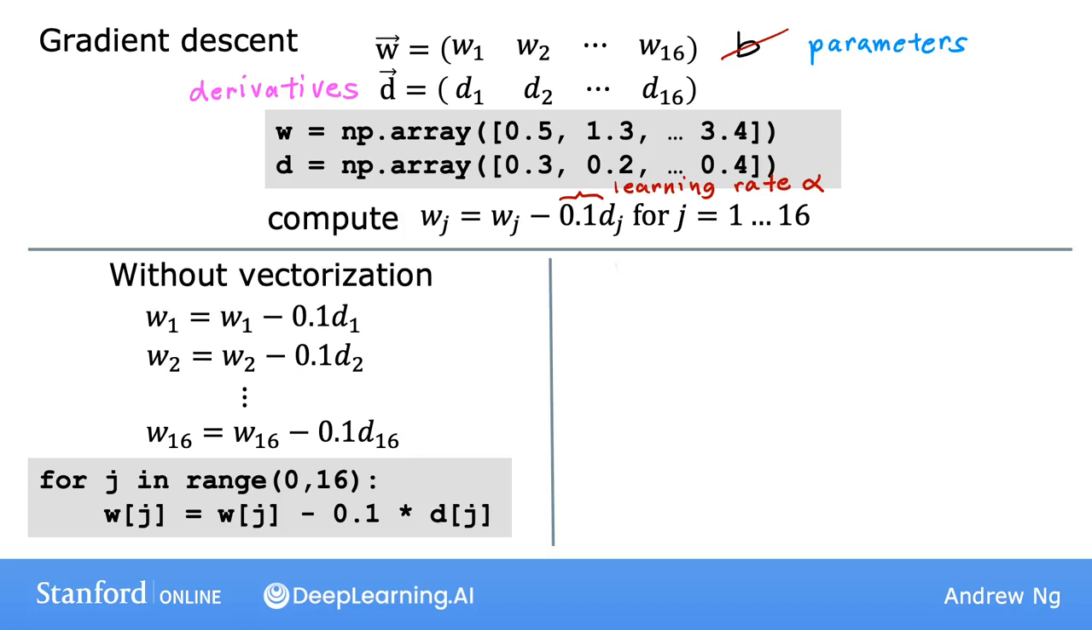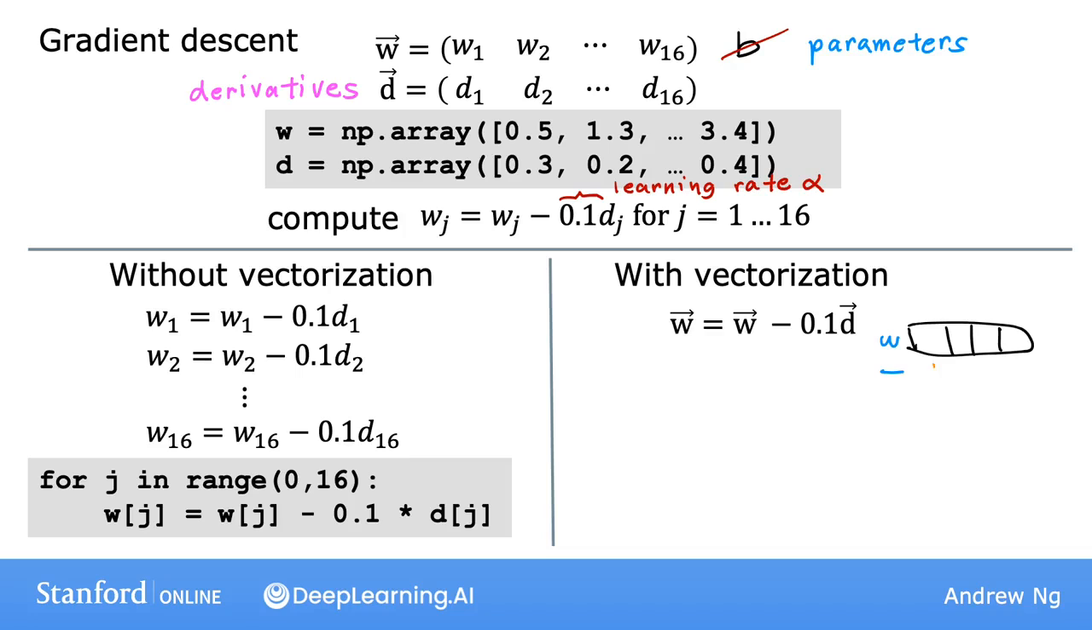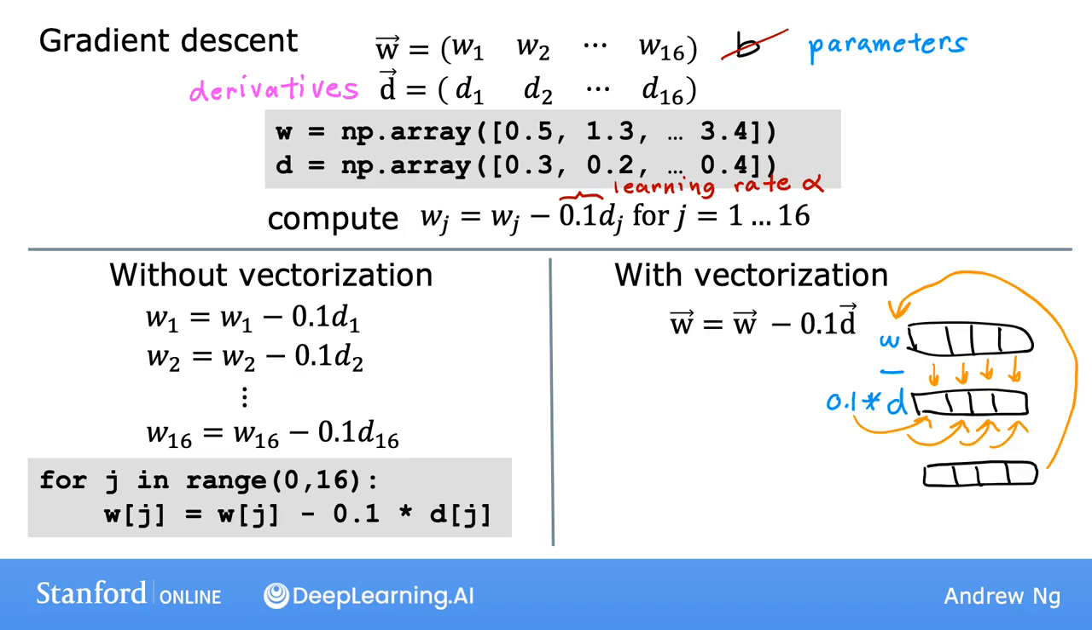In contrast, with vectorization, you can imagine the computer's parallel processing hardware like this. It takes all 16 values in the vector w and subtracts, in parallel, 0.1 times all 16 values in the vector d and assigns all 16 calculations back to w, all at the same time and all in one step. In code, you can implement this as follows. w is assigned to w minus 0.1 times d. Behind the scenes, the computer takes these NumPy arrays, w and d, and uses parallel processing hardware to carry out all 16 computations efficiently. So using a vectorized implementation, you should get a much more efficient implementation of linear regression.